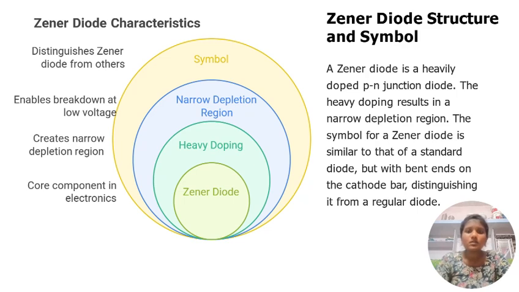Zener diode structure and symbol. A Zener diode is a heavily doped p-n junction diode. The heavy doping results in a narrow depletion region. The symbol for a Zener diode is similar to that of a standard diode, but with bent ends on the cathode bar, which distinguishes it from a regular diode.